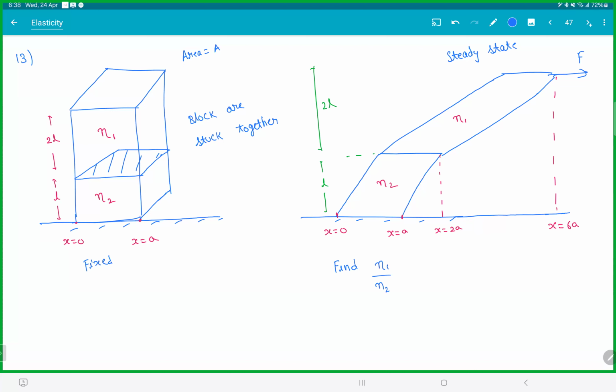Are you able to visualize the diagram? So you kept a block on top of a block. If you pull the upper block, the whole thing will actually stretch. The upper will stretch even more. So this is how the shape became after applying a force. So using this diagram data, you need to figure out what is the ratio of rigidity modulus of the upper part and the lower part. There are two different blocks.